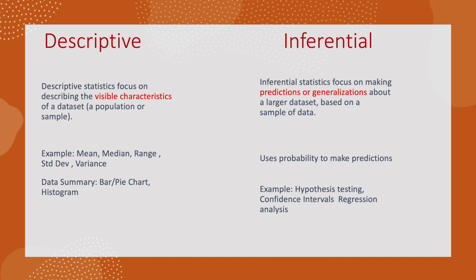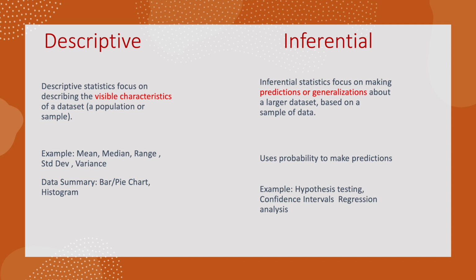If you are plotting a bar graph or a histogram, right? Those are the ground truths. Those are the visible characteristics of the data, right? It is not going to change. We are not doing a probabilistic analysis on that. We are not predicting something. This is how the data is being represented. That falls under descriptive statistics.